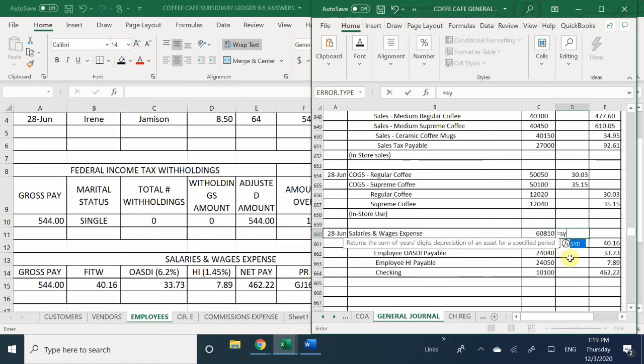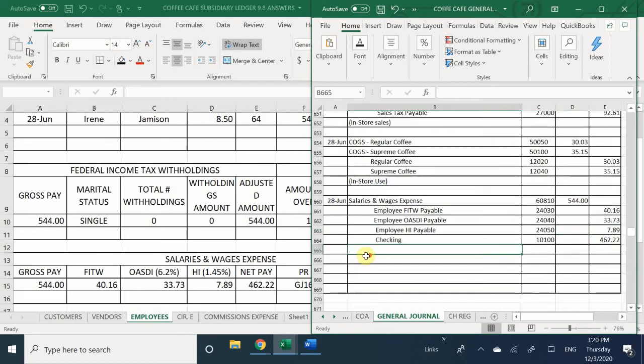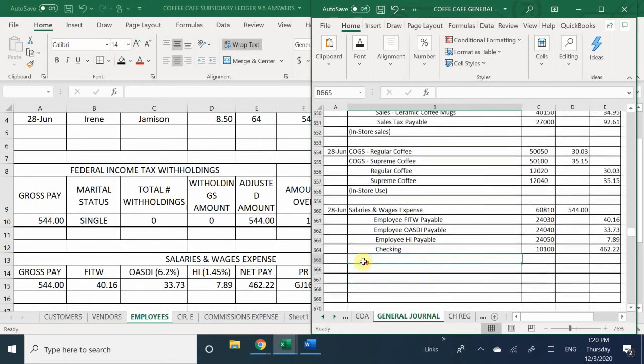How much was her total earnings? It's supposed to equal $544, but I'm going to double check and make sure that I didn't fat finger anything. Good. So $544. Yep, I got $544 total. All right, perfect. So go ahead and make your note here.